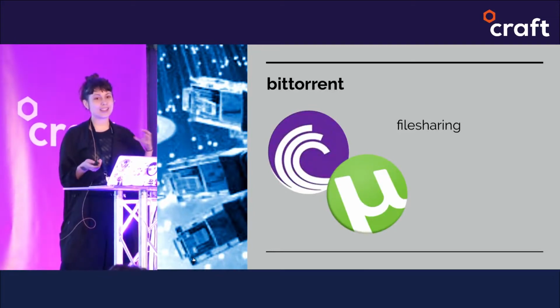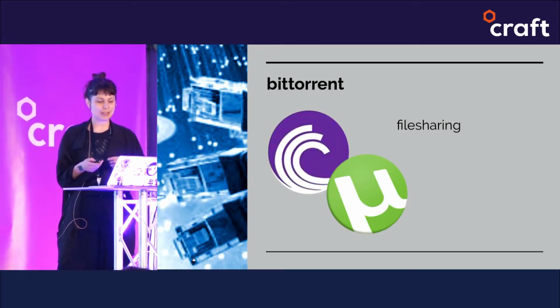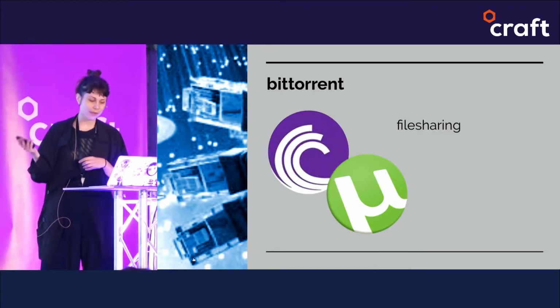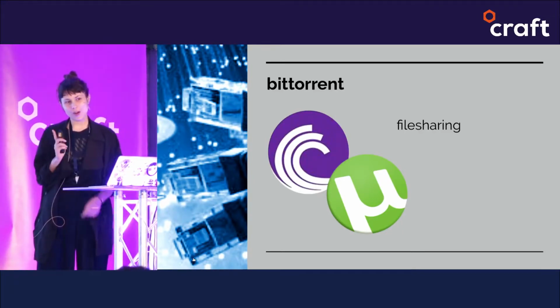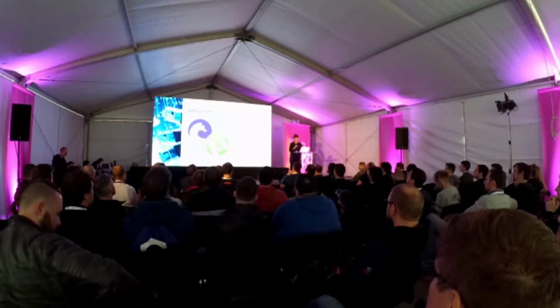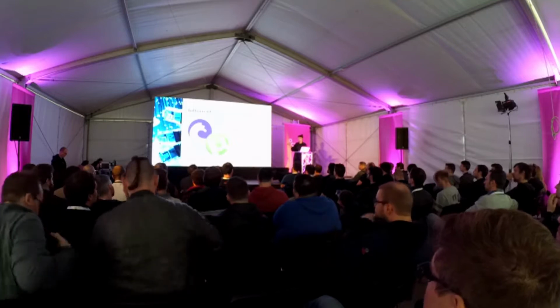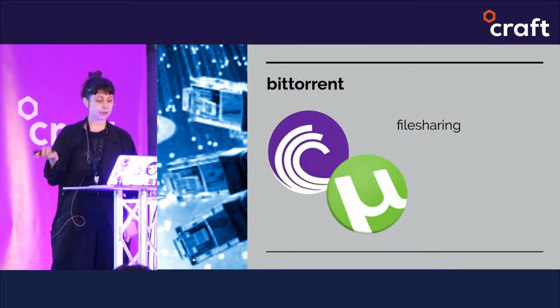Let's move into some vignettes of popular peer-to-peer protocols. This is probably the best known one, which I'm sure many of you have used. It's BitTorrent, and we use it for file sharing. This is where you get all the best Linux distros. So it has multiple clients. BitTorrent is a protocol. Two of the most popular clients are BitTorrent and microTorrent.